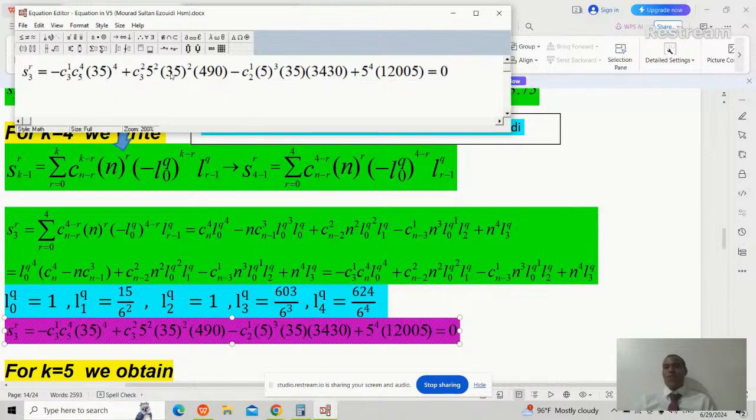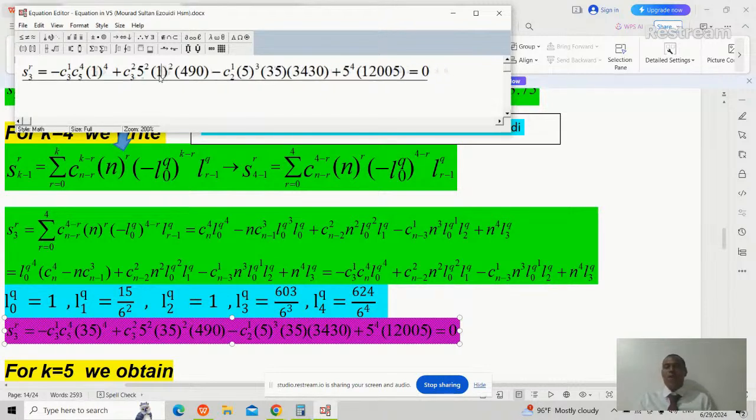Now, learners, I will make this 1 because L0 is 1. I will replace it by 1. This is, we told, 15 over, learners, what? Over 36, or 15 divided by the square of 36.